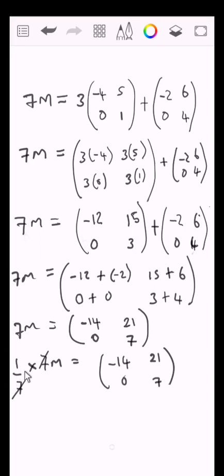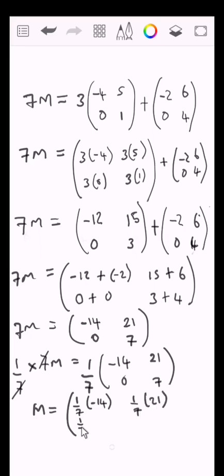So here we have 1 over 7 times. We can write it as a scalar multiplier, as shown here. So our M will be equal to 1 over 7 multiplying every term, or every element. So 1 over 7 multiplies minus 14, 1 over 7 multiplies 21, 1 over 7 multiplies 0, 1 over 7 multiplies 7. Let us clear to the top so we can write our answer.